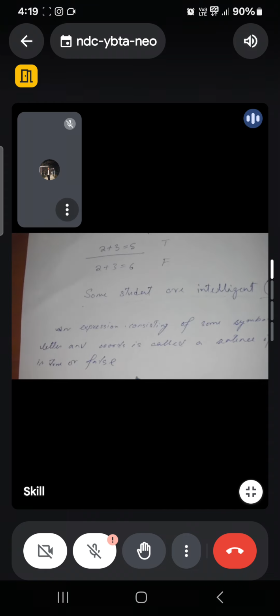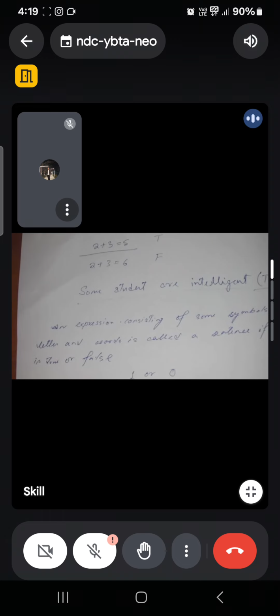So we know that the computer understands only one or zero. If you want to state that 2 plus 3 is equal to 5, the computer has to know whether it is a right or wrong sentence, true or false. So how to implement that into a computer? That can be achieved by propositional logic.